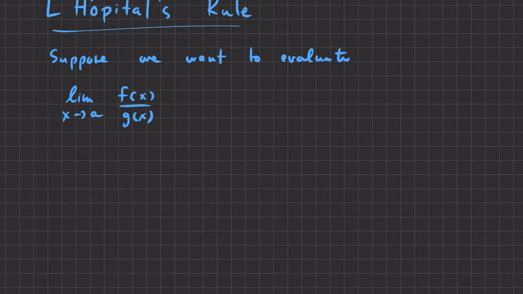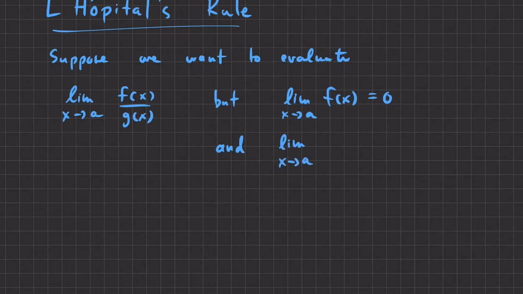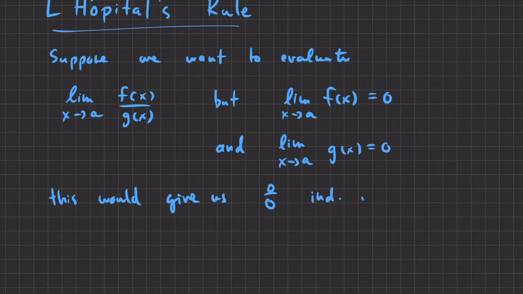But maybe we have a problem. But let's say that the limit as x approaches a of f of x is equal to 0, and the limit as x approaches a of g of x is also 0. So that means that we would have a special type of indeterminate form, right? The 0 over 0 indeterminate form. So this would give us a 0 over 0 indeterminate form.